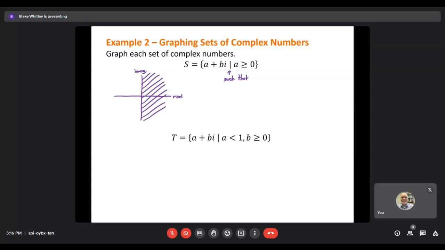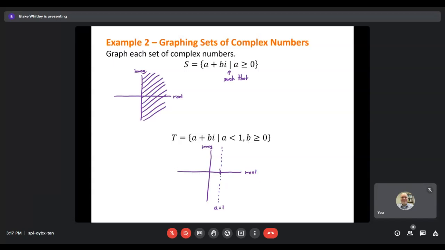All right, now the next one, we're looking at all of the complex numbers, a plus bi, such that a is less than 1, so the real part has to be less than 1, and b, the imaginary part, has to be greater than or equal to 0. So again, I'm going to draw my real and imaginary axis. This time, I want the real part to be less than 1. So I'm going to put a value at 1. And since it's strictly less than, not less than or equal to, I'm going to use a dotted line at 1 this time. Okay, so here's a equals 1 right here.